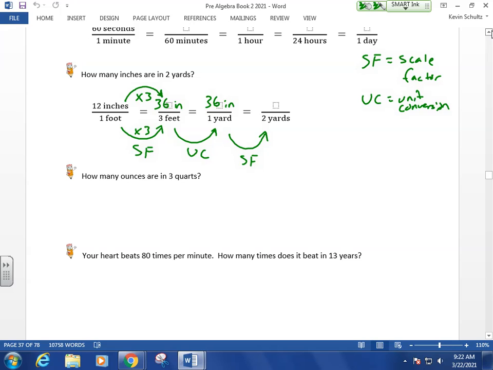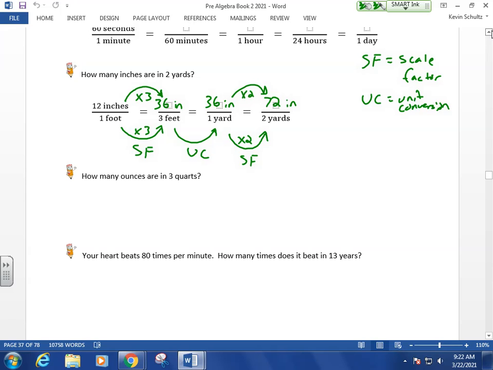But a scale factor means that our value is changing here. We're going from 1 yard to 2. It gets doubled. So our numerator does change. 36 times 2 is 72 inches. That's the process. Scale factor, unit conversion, scale factor, unit conversion, work your way up. Now I want to start for ourselves here. How many ounces are in 3 quarts?